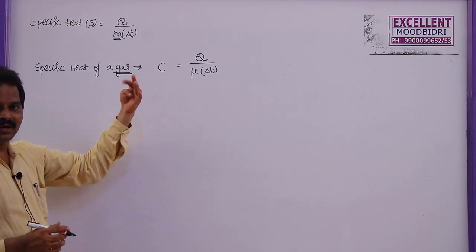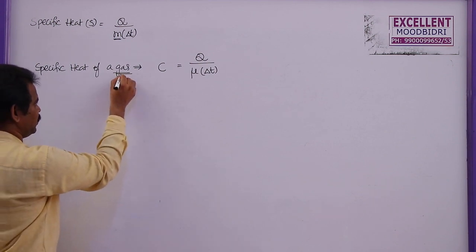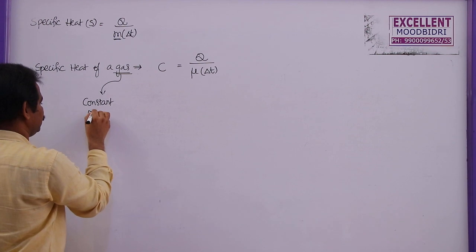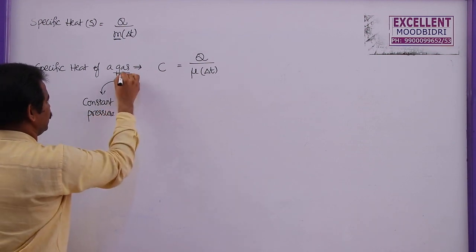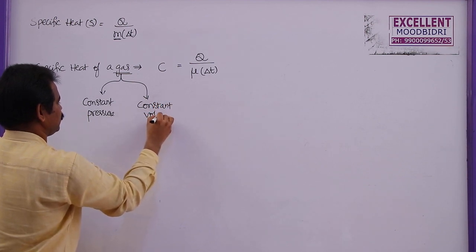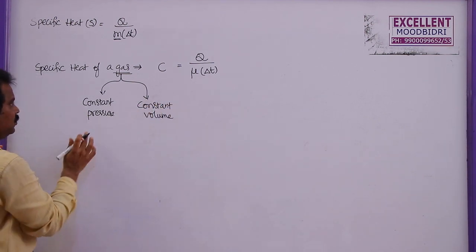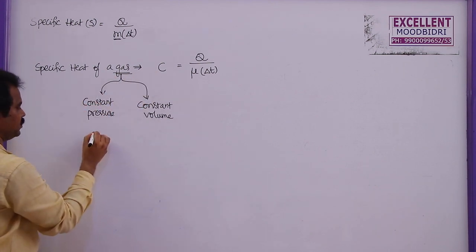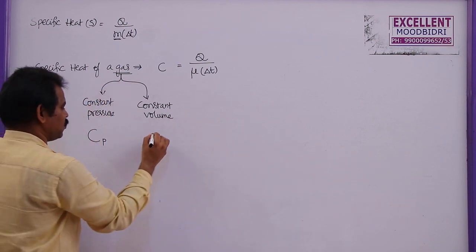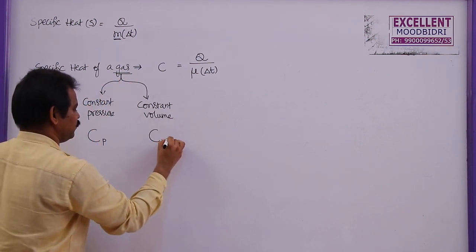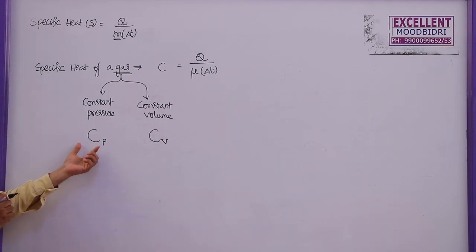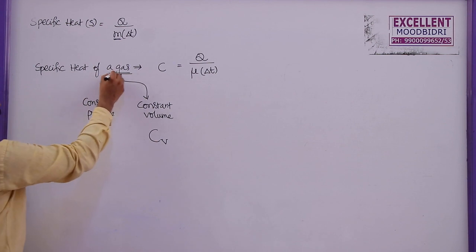A solid and liquid can be heated directly, but a gas can be heated at a constant pressure as well as at constant volume. If we define specific heat at constant pressure, we denote it as Cp, and if we define specific heat at constant volume, we denote it with Cv. So what is Cp, and what is Cv for a gas?